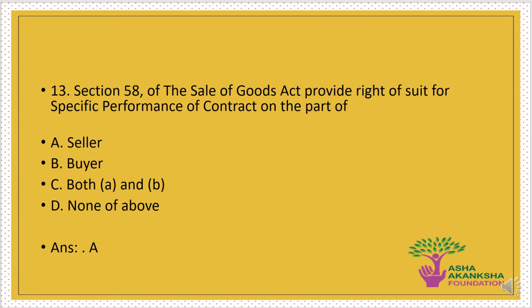The next question is, Section 58 of the Sales of Goods Act provides a right of suit for specific performance of contract on the part of, options are A, Seller, B, Buyer, C, Both A and B, or D, none of the above. The correct answer to this question is option A, that is, Section 58 of the Sales of Goods Act provides right of suit for specific performance of contract on the part of the seller.